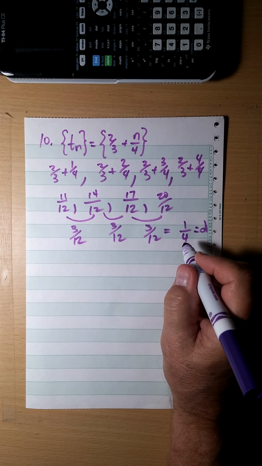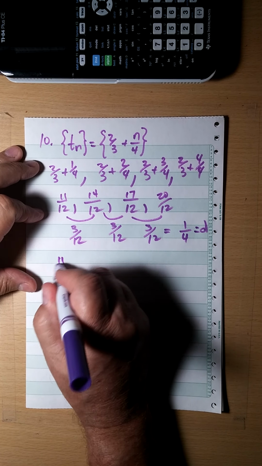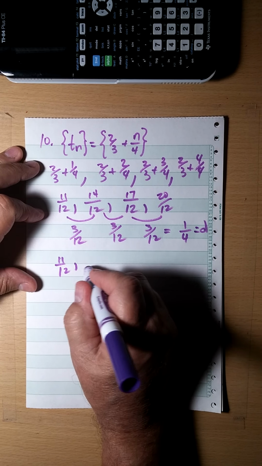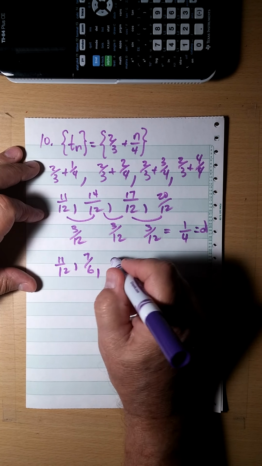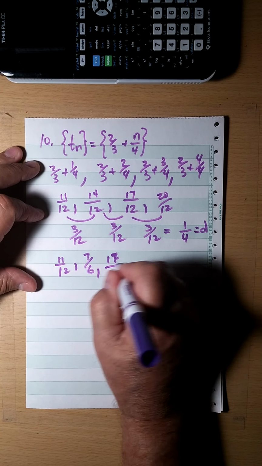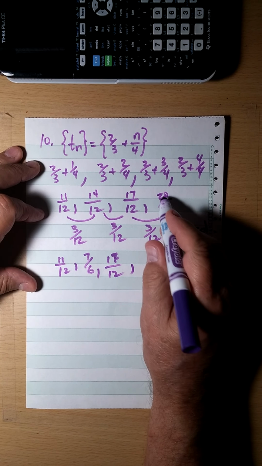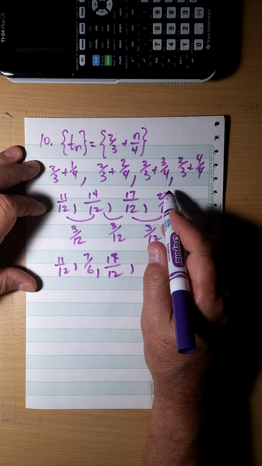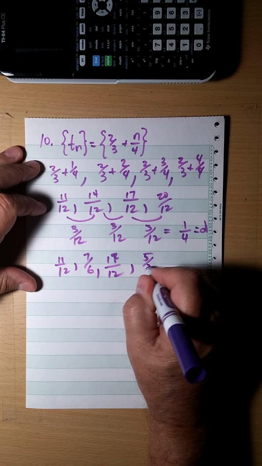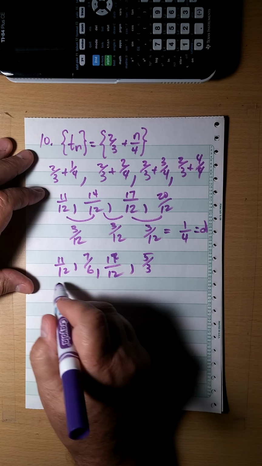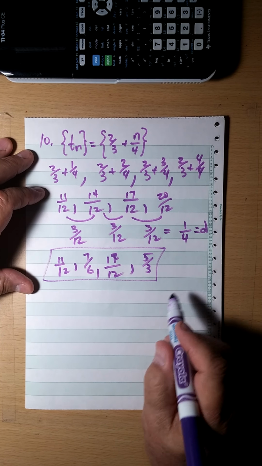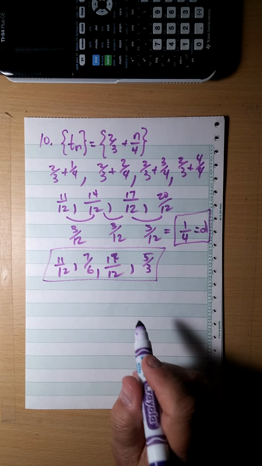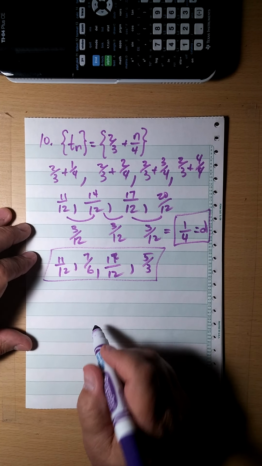The 4 terms: you need the 11 12ths, but we can reduce. 14 12ths, divide by 2 is 7/6. 17 12ths, we can't reduce. And 20 12ths, divide by 2 is 10/6. Divide by 2 again is 5/3. So this would be our reduced. Here's our common difference. Is it arithmetic? Yes, because it has a common difference.